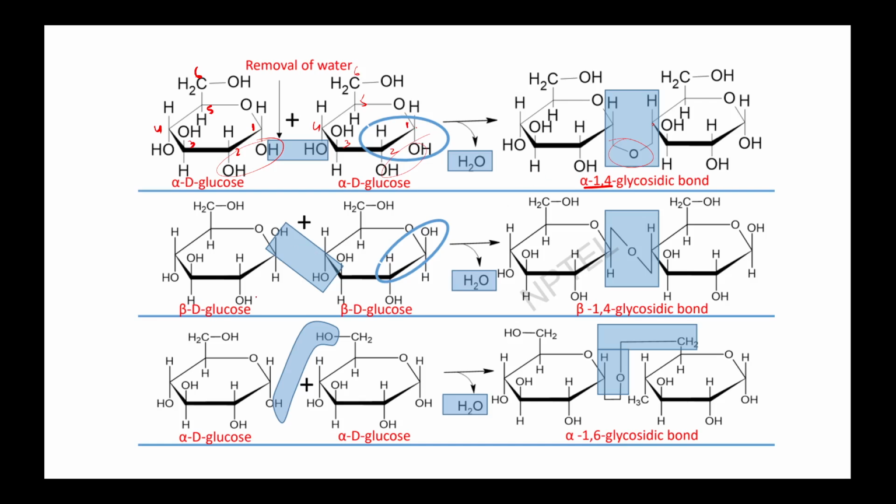When it is beta 1,4 glycosidic linkage, you see this is a beta glucose because the OH is on the opposite side.